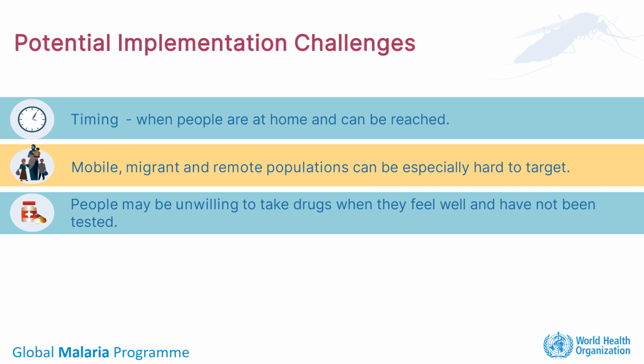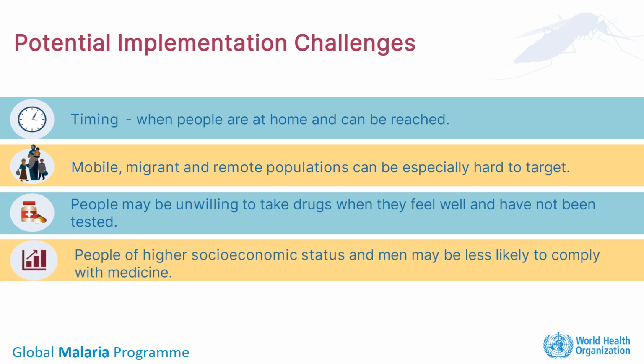Explaining to people how the medicine will kill parasites if they have them and prevent new infections for a period of time after taking the medicine can help to improve coverage and adherence rates. Certain characteristics put some groups at greater risk of not participating. People of a higher socio-economic status and men have been found to be less likely to participate in chemoprevention programs. Communication messages aimed at these groups should be prepared to ensure a high coverage rate.